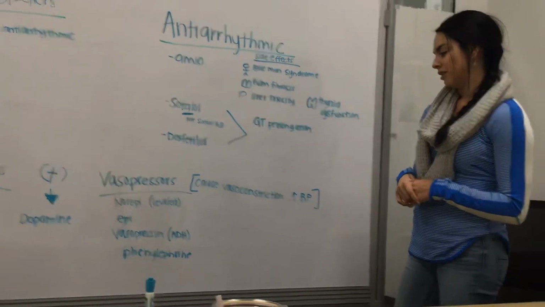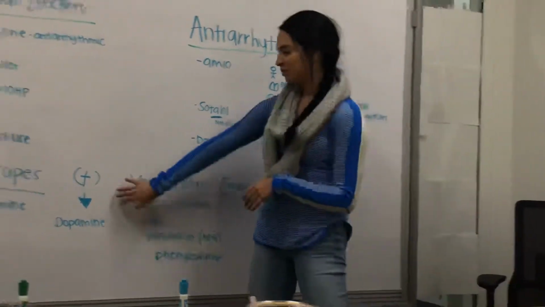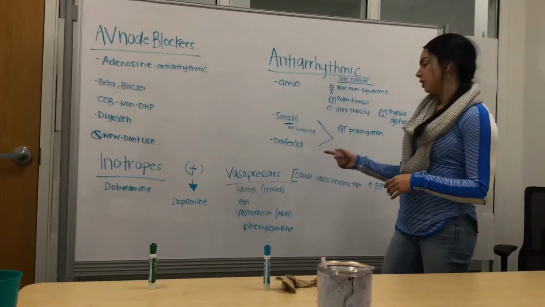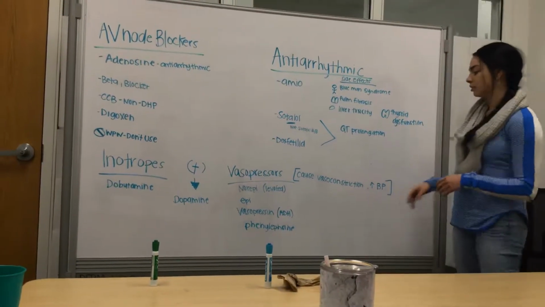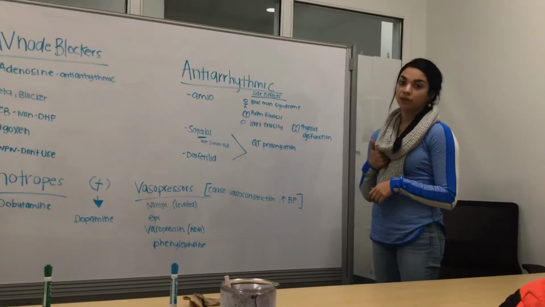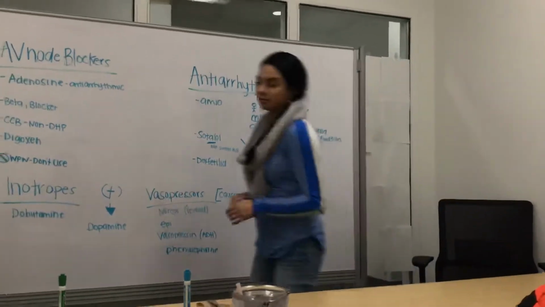And then phenylephrine. The reason we have a plus in here is because when you add the two together, you get dopamine. One thing to also note with vasopressors is that they cause vasoconstriction, and therefore they're going to increase blood pressure. So now we're going to turn the time over to Shannon. She's going to go over a few more things with us.